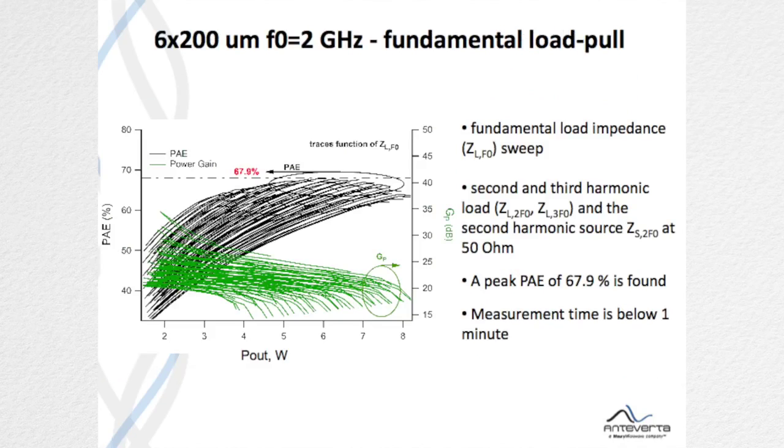Normally, when we start with a device that is completely unknown, the very first thing is to start with a simple fundamental load pull sweep. In this case, we leave all the harmonic impedances constant at 50 ohm. And here you see the measurement results, where you have PAE in black and power gain in green. A measurement like this takes below a minute, so it's an extremely quick way to start looking at what's happening on your device. But you can see that the peak power added efficiency found in this case is about 68%.